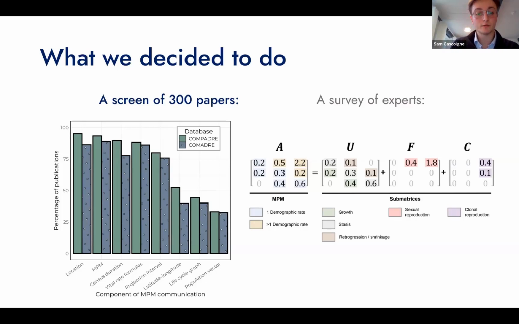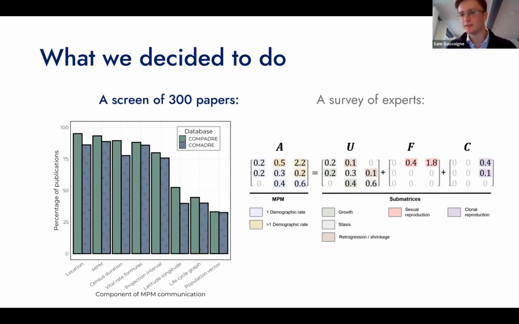Also, projection interval was reasonably reported, but there were some aspects that weren't, specifically latitude and longitude coordinates, life cycle graphs that we talked about with the Pokemon population, and last but not least, population vectors. These are vectors containing the number of individuals in each stage. So that was from the screen.